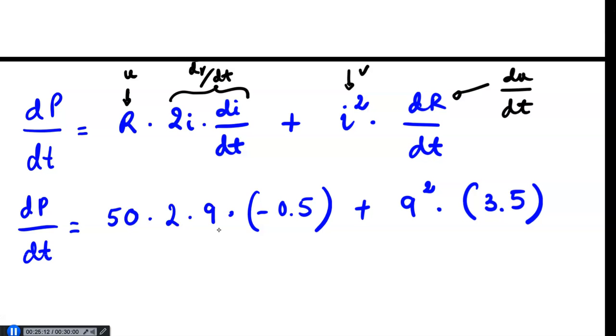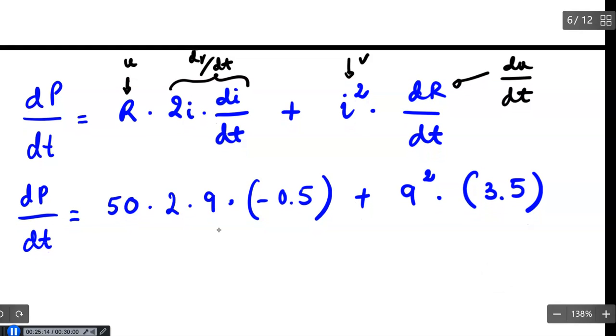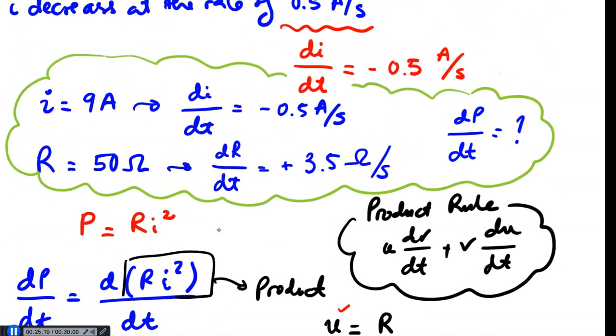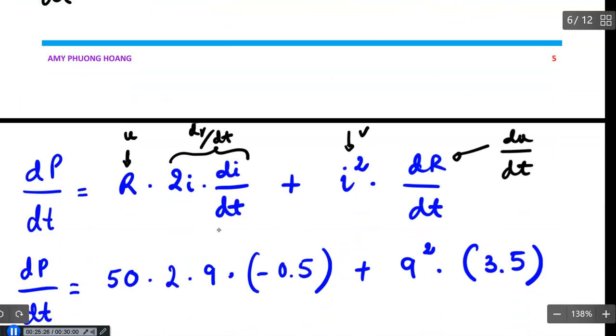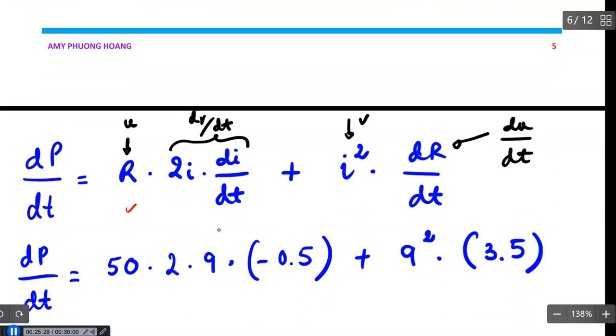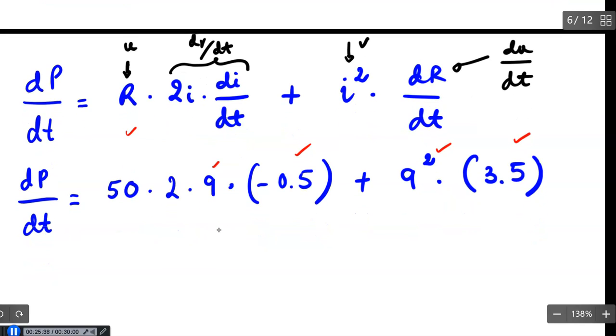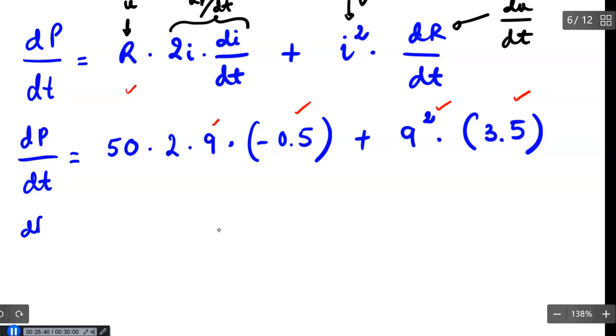Okay, so all of these values are given to me up here. As you see, we identify them all up here: I, R, di over dt, dr over dt, which we have all taken care of. So the I, the dr over dt, the I squared, dr over dt, and this is di over dt as the negative.